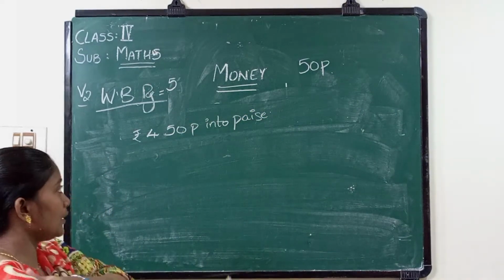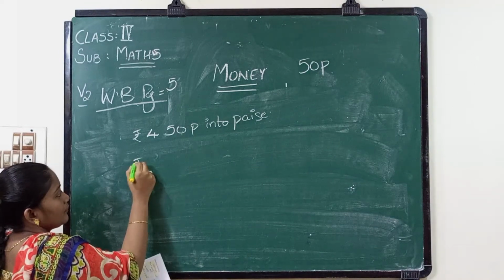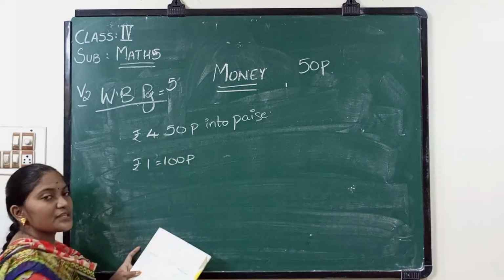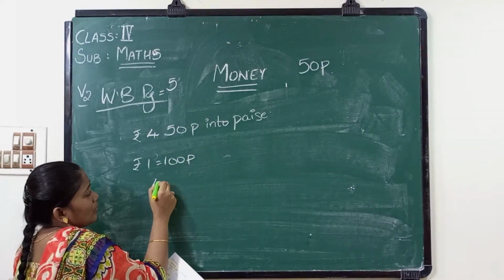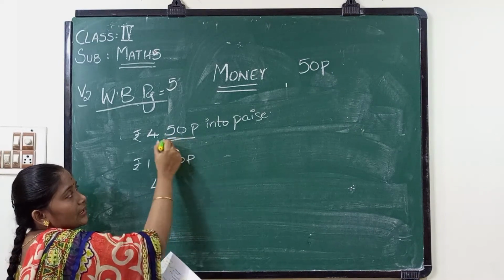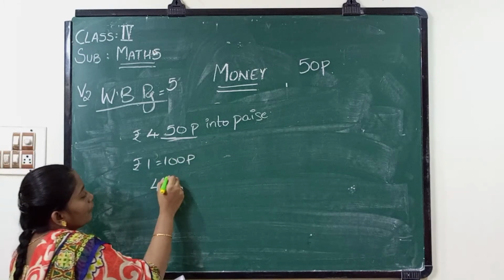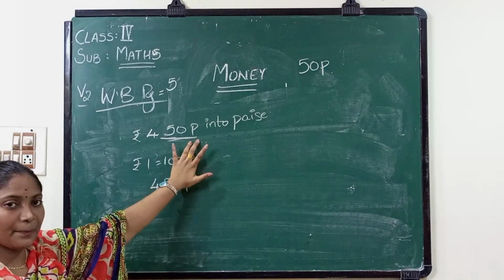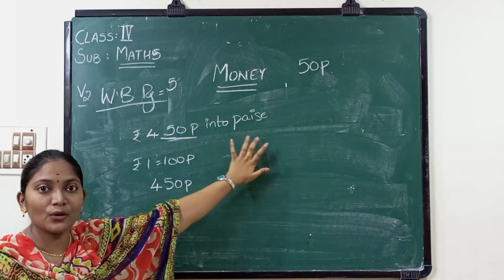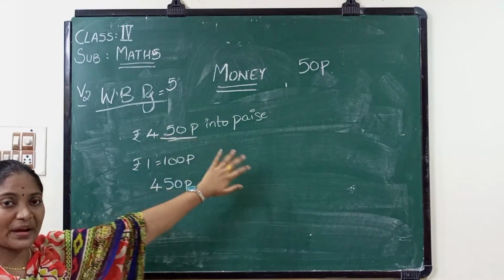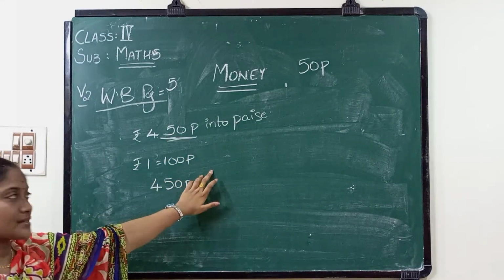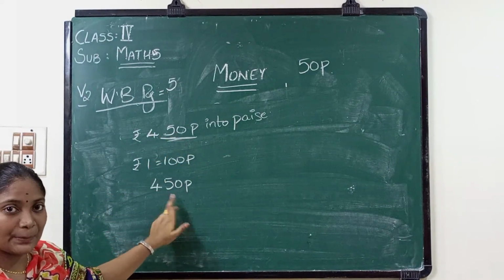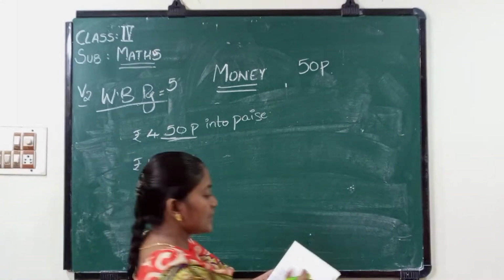1 rupee means how many pice? 1 rupee means 100 pice. So 4 rupees means 400 pice. 400 pice plus the 50 pice that is already remaining, so 450 pice. We have to convert rupees into pice. So 1 rupee is equal to 100 pice. 4 rupees means 400 pice plus 50 pice, so it is 450 pice.